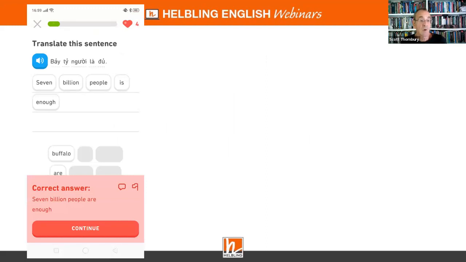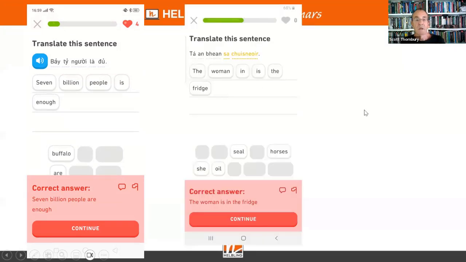If any of you use Duolingo, it's all about get the sentence right or get the sentence wrong. No context. It doesn't matter. Is this sentence correct? No. 7 billion people is enough. No, sorry, it should be 7 people are enough. Wrong. Or the woman in is the fridge. No, correct answer. The woman is in the fridge. The woman is in the fridge. Again, think of a context.